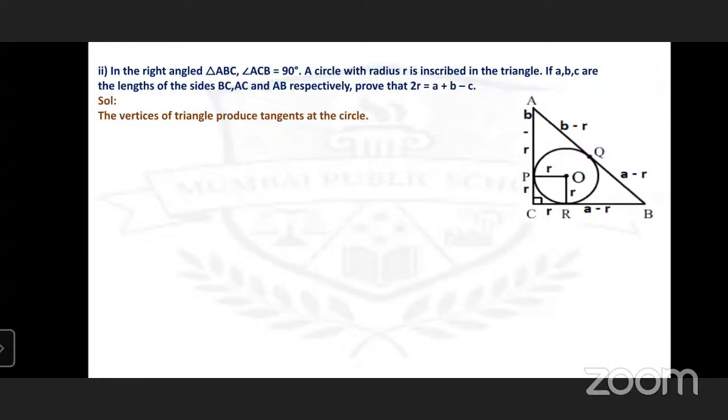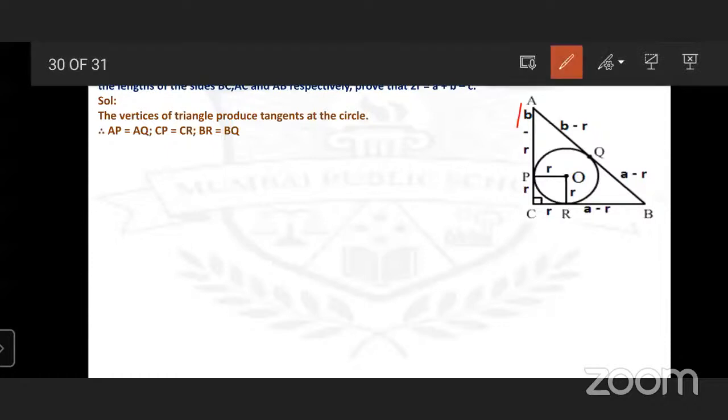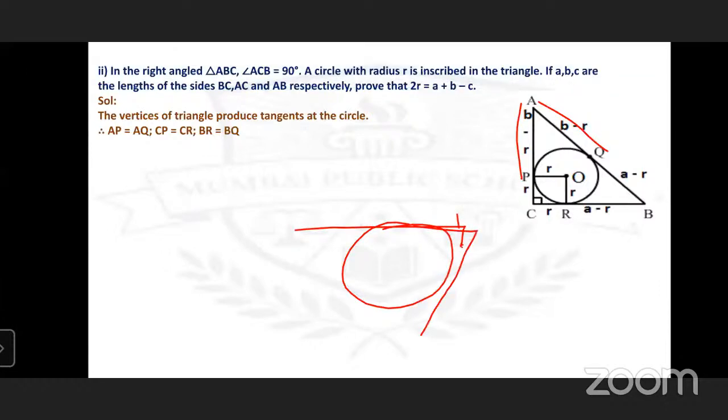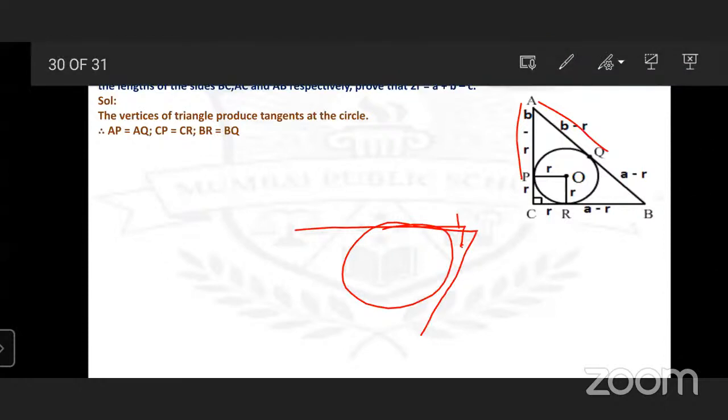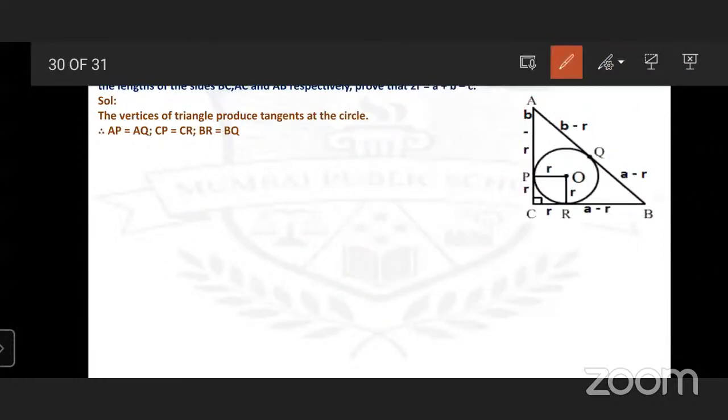The vertices of the triangle produce tangents to the circle. See, these vertices mean A, B, C. These three vertices produce the tangents at the circle. So AP is equal to, see in the figure, this distance AP is equal to AQ. Means this is the tangent. So this distance and this distance are equal. So AP is equal to AQ.